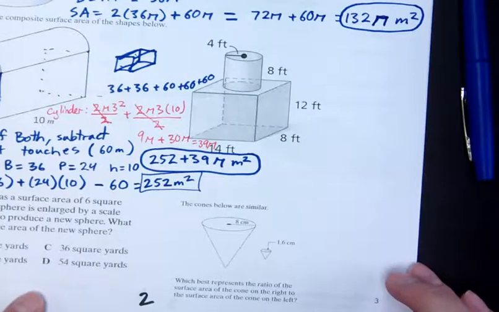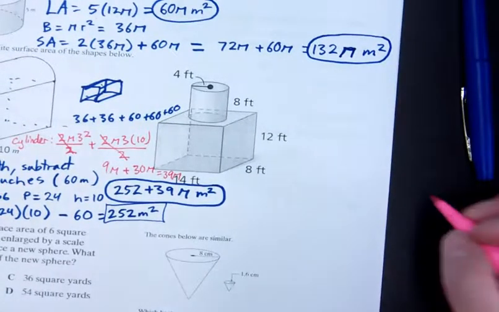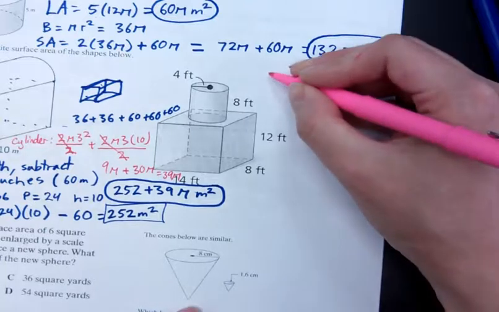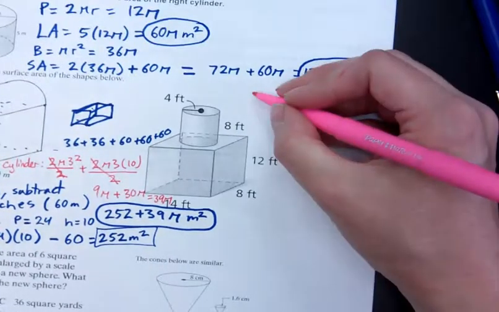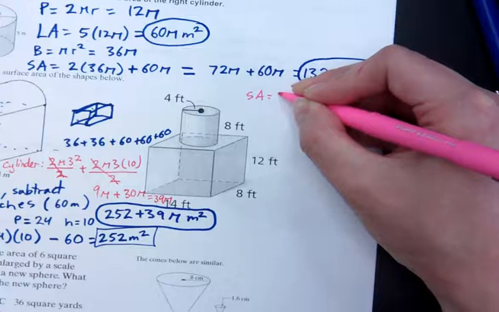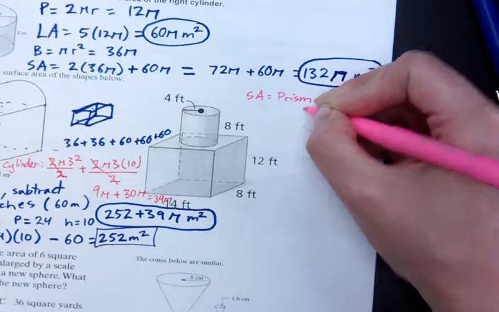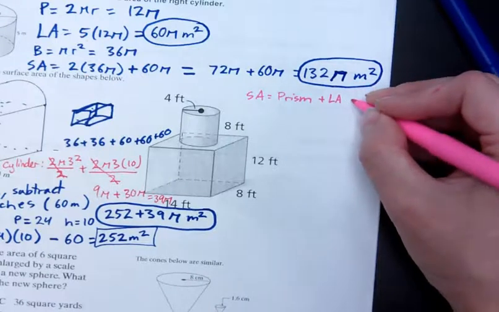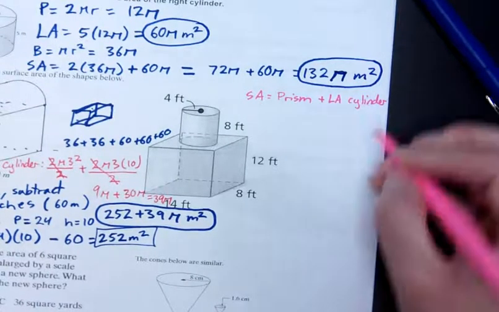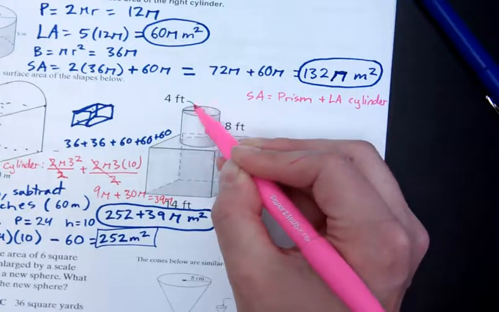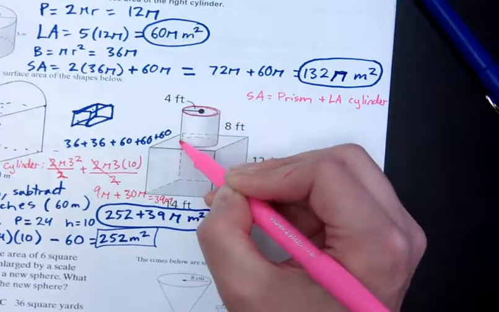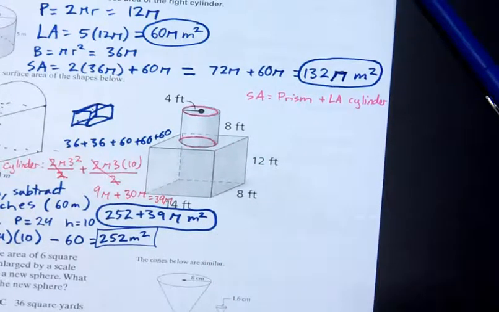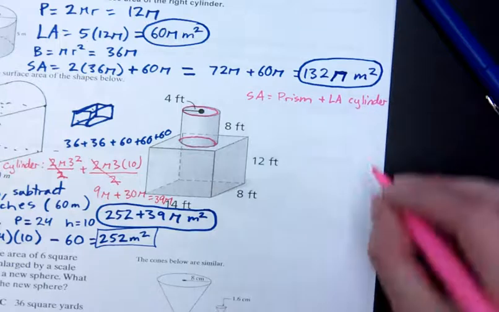This one, like we just talked about with my wonderful Kleenex box and paper towels, is going to be the surface area of the prism, which is this rectangular prism, plus the lateral area of the cylinder. Because we talked about how this circle completely covers up the missing circle of the prism there, so we don't have to go to the effort of finding it and subtracting it back out. They cancel each other out.